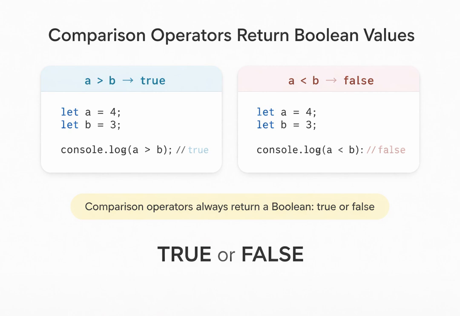If we flip it and ask a less than b, the result is false. This Boolean output is what makes comparison operators so powerful. They're the foundation of all conditional logic in programming.